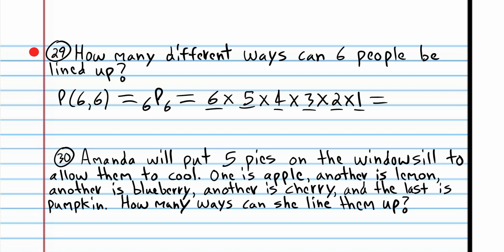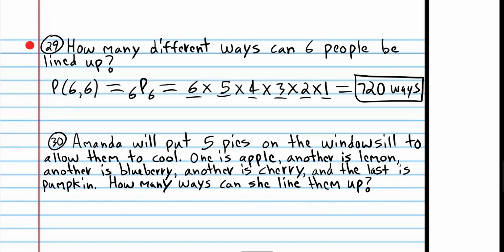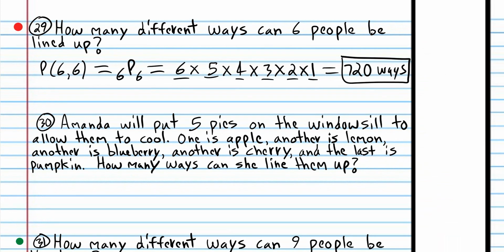We're going to enter the number 6 in the calculator, push the math button at the upper right, push the right arrow key to PRB, and then go down to number 4, enter, and you should see 6 factorial. Then press enter, and we get 720. So here's an example where we use the factorial button. And we can just say ways.